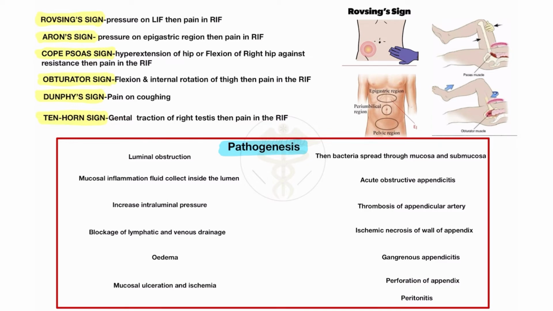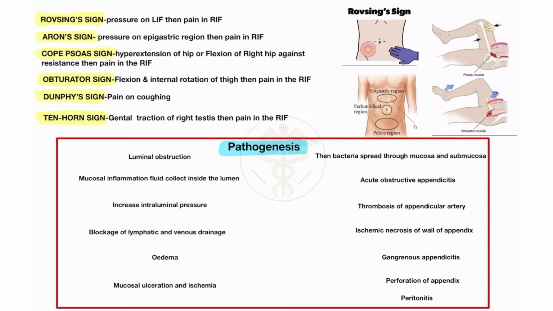Third is the Cope-Soes sign. Cope-Soes sign is hyperextension of the hip or flexion of the right hip against resistance. Then pain also occurs in the right iliac fossa. Here you will see the Cope sign. When you see hyperextension of the hip, or flexion of the right hip position, the patient will feel pain in the right iliac fossa. So this is called Soes sign.